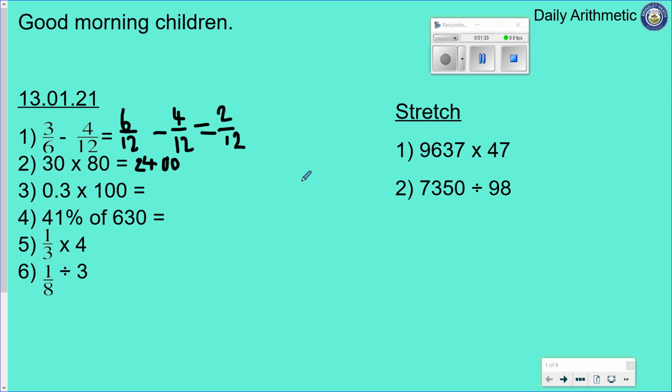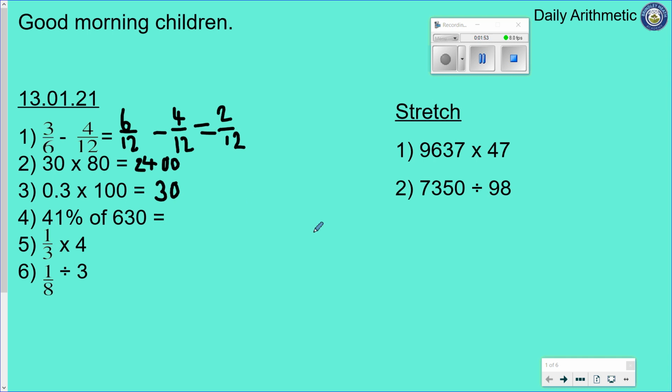Okay, question 3, 0.3 times by 100. When we are timesing by 100, we move our digits 2 places to the left. So if I move my 3 one place, it ends up in the ones column, but if I move it 2 places, it ends up in the tens column. So our answer is 30.